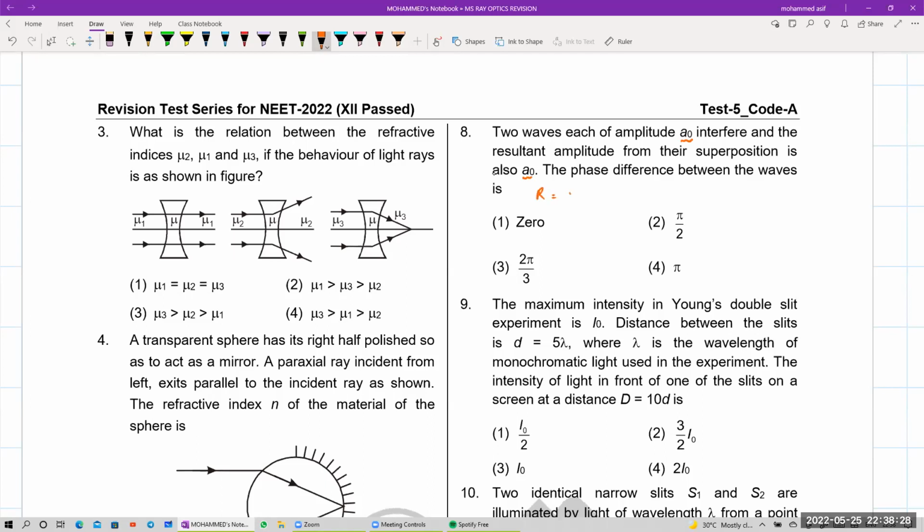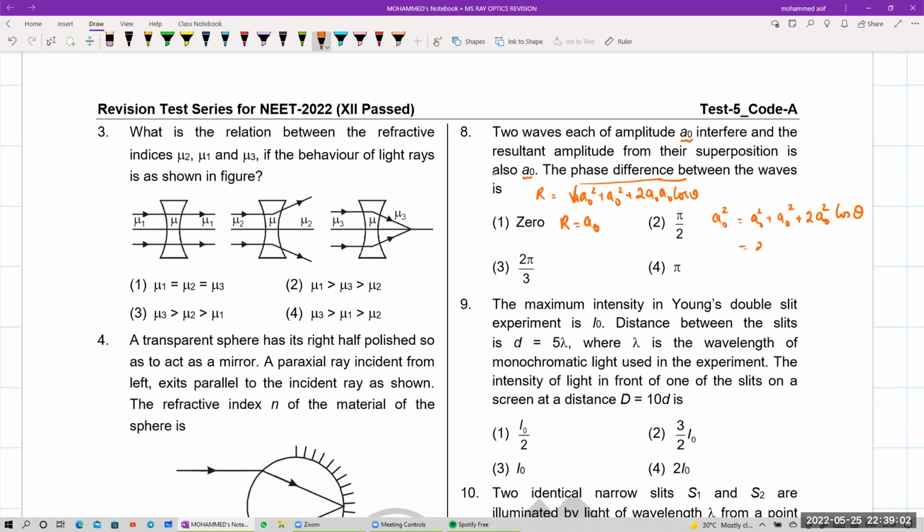रिजल्टेंट एम्पलीट्यूड का फॉर्मूला कितना हो बेटा? अंडर रूट ऑफ, ये होता है बेसिकली A0 स्क्वायर प्लस A0 स्क्वायर प्लस 2 टाइम्स ऑफ A0 into A0 into cos theta. R की भी वैल्यू कितनी है बेटा? A0 है. R की वैल्यू A0 के बराबर है. So I can write this one as A0 square is equal to A0 square plus A0 square plus 2 times A0 square into cos theta.